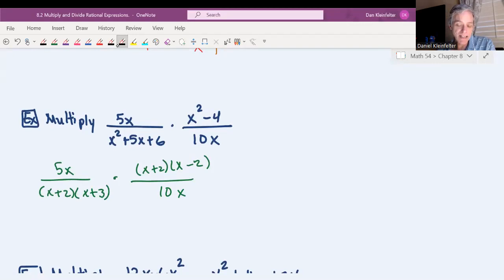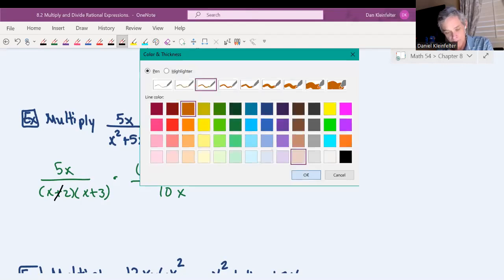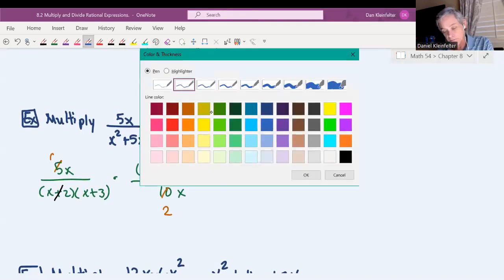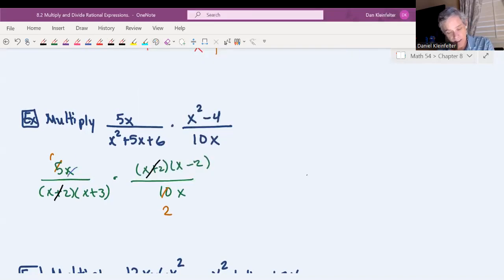All right, here we can see there's a common factor of x plus 2 that can be divided out. So let me do that. And then additionally, I can see a 5 that can be divided out. 5 divided by 5 is 1, 10 divided by 5 is 2. And then finally, we can divide out this x, which will leave us just with a 1.